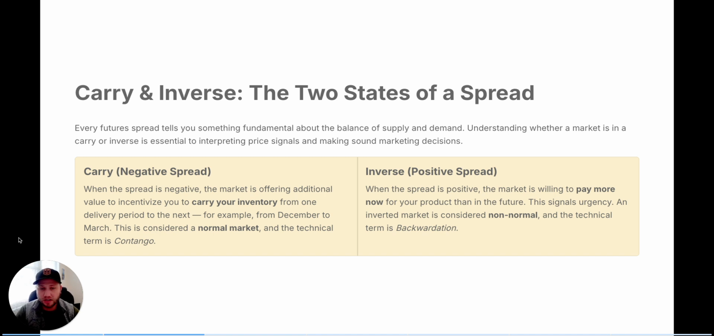So firstly, a carry is a negative spread. So the market is offering additional value, or really is incentivizing you to carry inventory from one delivery period to the next. For example, on corn, you would have the December to the March. In a carry, it's usually considered a normal market. The technical term is contango. An inverse is where the spread is positive. So that is the market willing to pay more now for your product than they would in the future. So this is a signal of the market usually being short and urgent to get supply to cover off what their needs are. An inverted market is usually non-normal, and the technical term is backwardation.